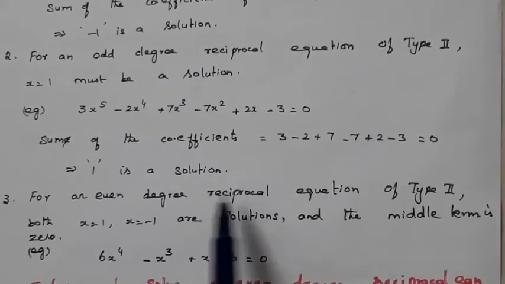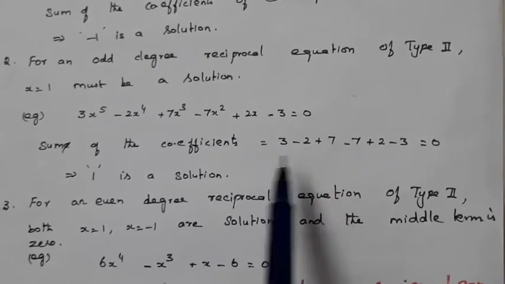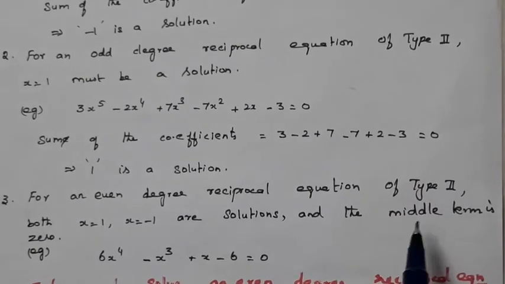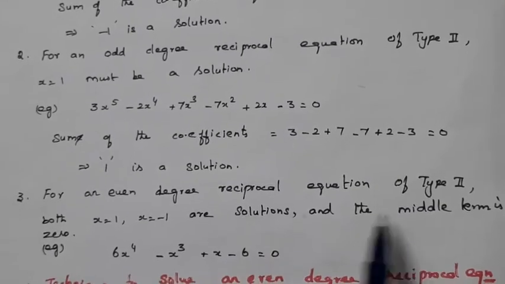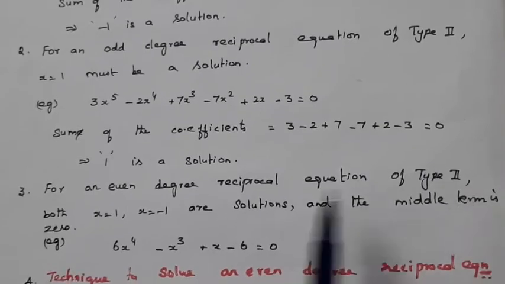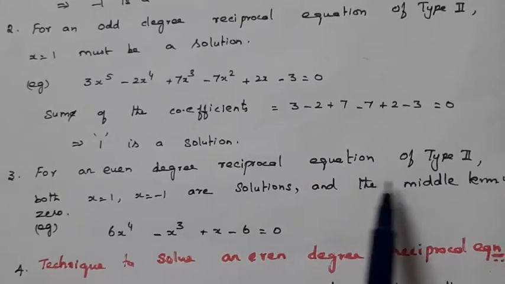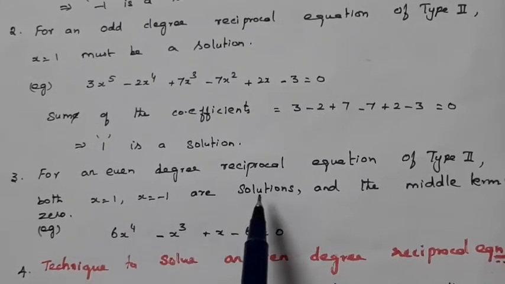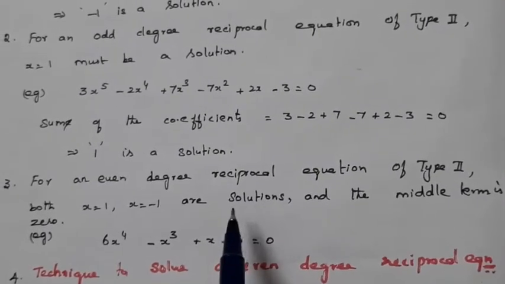So, if it is of even degree, the number of terms will be odd. The number of terms being odd means the middle term will be left out without pairing. So, it must be 0. Okay. So, for x is equal to 1 and minus 1 to be the solutions, the middle term must be 0 here for the reciprocal equation of type 2. So remember, for an even degree reciprocal equation of type 2, there won't be any middle term, and both x is equal to 1 and x is equal to minus 1 will be the solutions. Okay. So this will help us while solving such reciprocal equations.